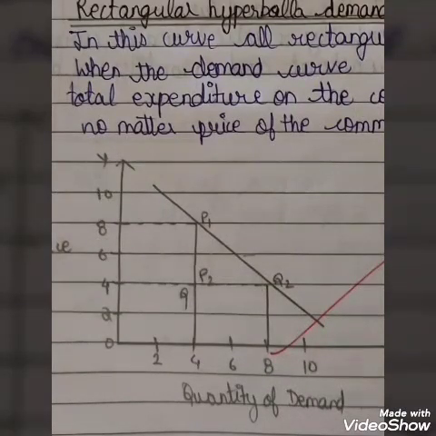Okay, so in this way, one note is that when it is elastic, in this case the ED, that means price elasticity of demand, will be greater than 1. And in case of inelastic, the price elasticity of demand is less than 1.